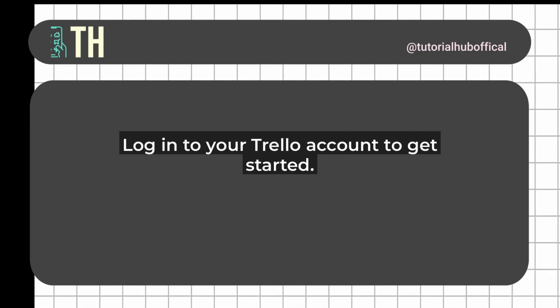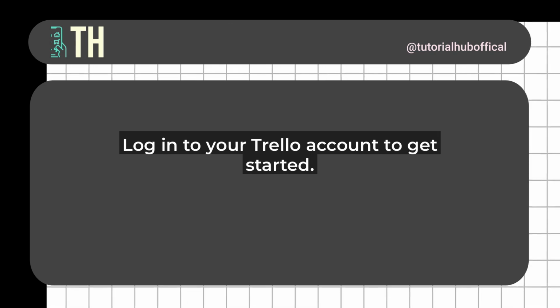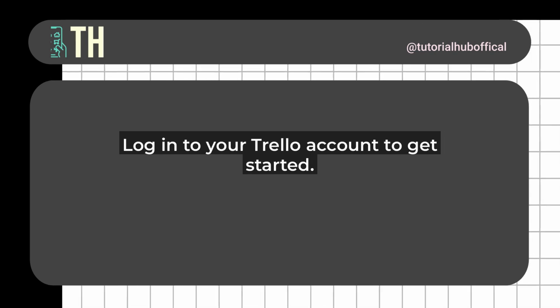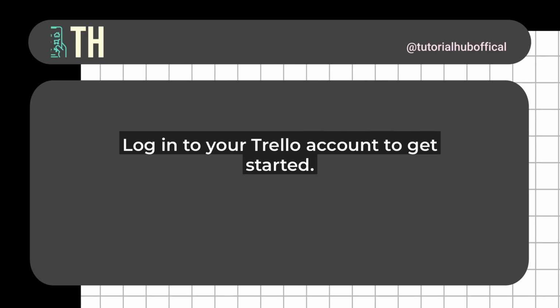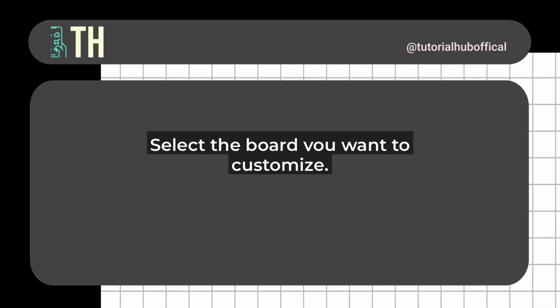First things first, make sure you're logged into your Trello account. Head over to the Trello website or open the app on your device. Once you're in, select the board you want to update. It's that simple. Click on the board from your dashboard.